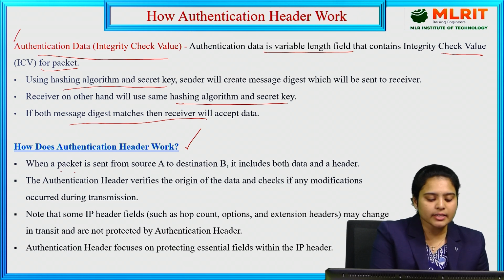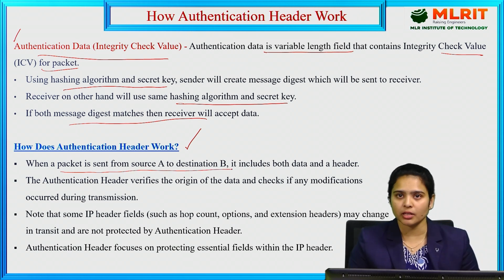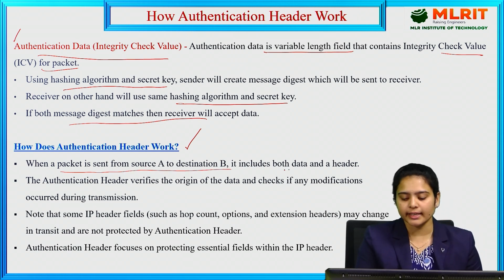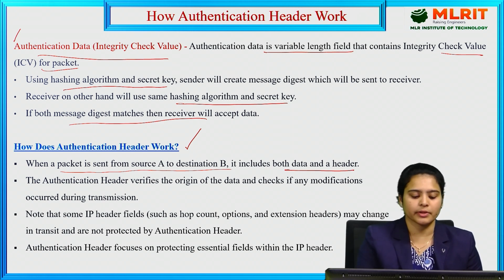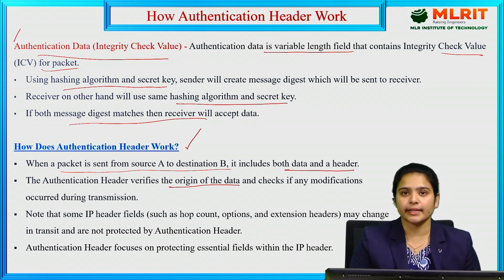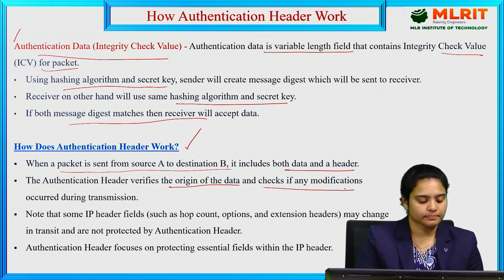So when the packet is sent from A to destination B, it includes both the data and also the header. If any modification occurs during the transmission process, it verifies the origin of the data. Then it later checks for any modifications.